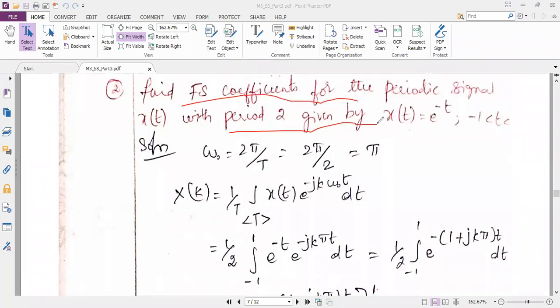That's it. Just copy the question: find the Fourier series coefficient for the periodic signal x of t with period 2 given by x of t is equal to e power minus t. They have given the range of t: t is between minus 1 and plus 1.